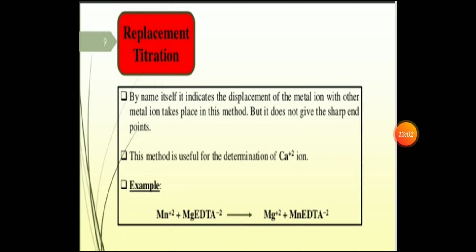See, this is the example for the same replacement. Here manganese is there and magnesium is there. So manganese reacted with the magnesium EDTA. Then according to the replacement titration definition, we can say that one metal ion is replaced by the other metal ion. So here manganese replaces the magnesium, and this is the reaction. Magnesium is replaced by the manganese, and manganese attaches to the EDTA, forming manganese EDTA. So this is the replacement.